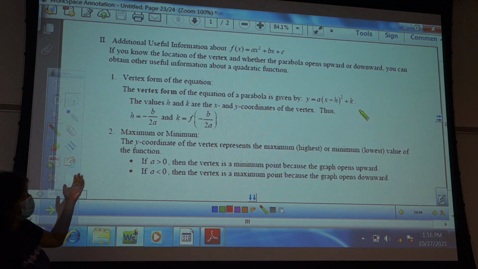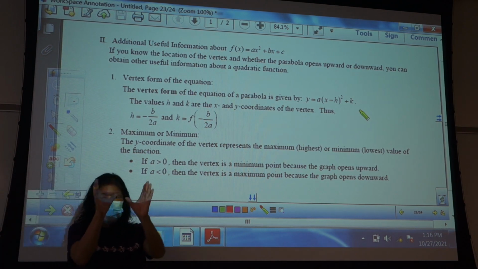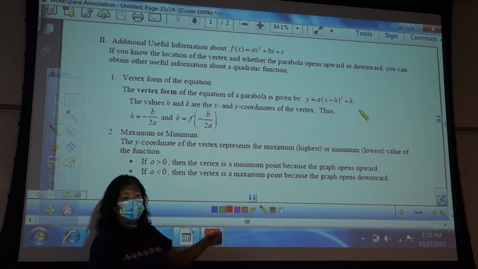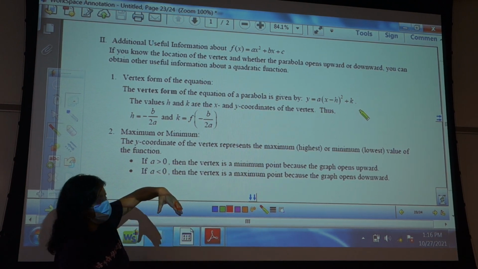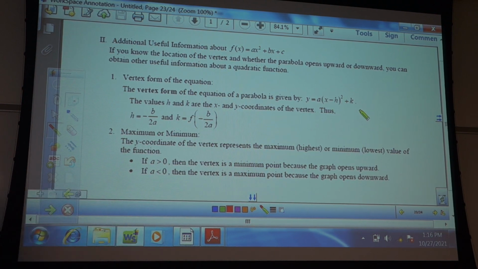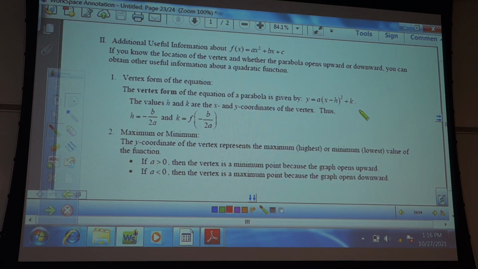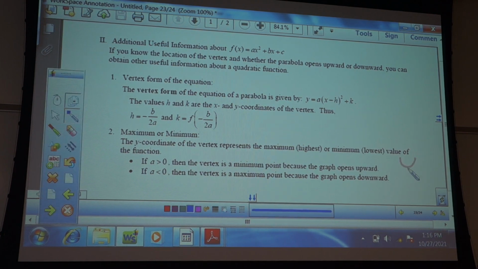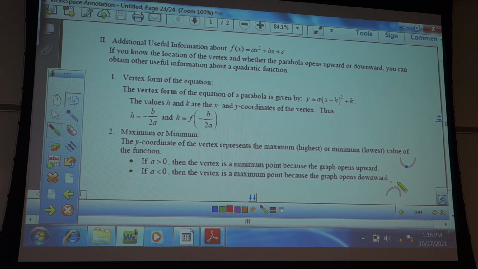And then I guess quick comment, right? If it's happy, then you're going to have a minimum at the vertex. If it's unhappy, then you're going to have a maximum at the vertex. Maybe I'll draw those in there. So if I'm happy, then this will be a minimum. If I am unhappy, then this will be a maximum.